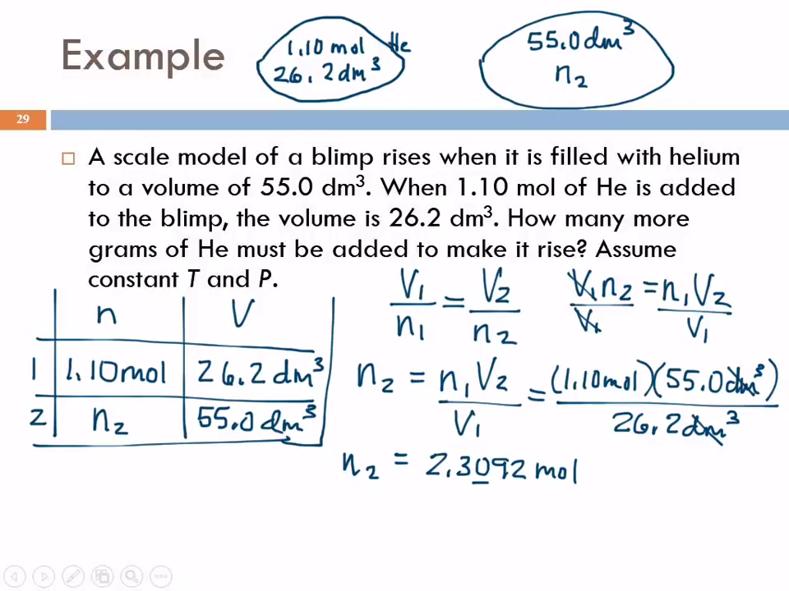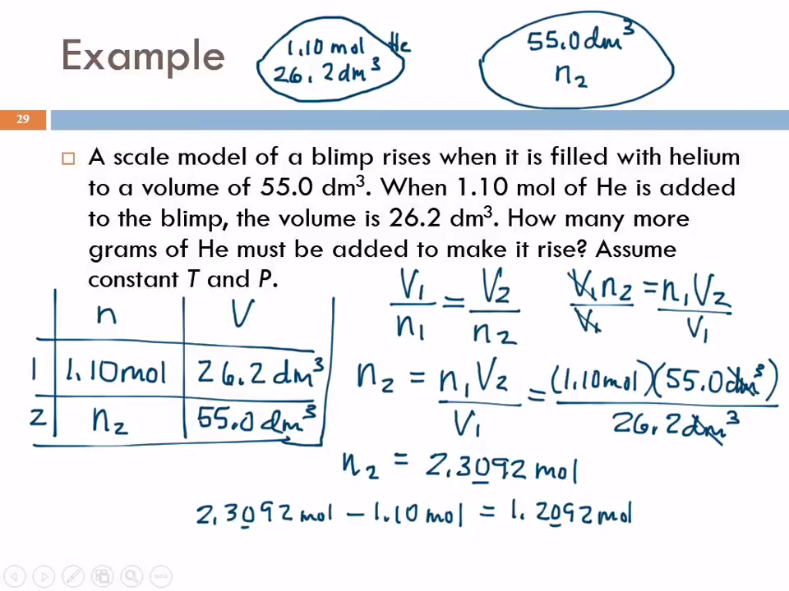The moles to make it 55 cubic decimeters should be larger than the 1.1, right? Because you have to add gas to make the blimp larger. So the question is asking, how many grams do we need to add to this situation to get it here? Well, how many moles were added? We're just going to subtract, right? So we'll take 2.3092 moles. We're going to subtract the 1.10 moles that were already in there. And so that's going to give us 1.2092 moles. And that's going to have uncertainty right there.